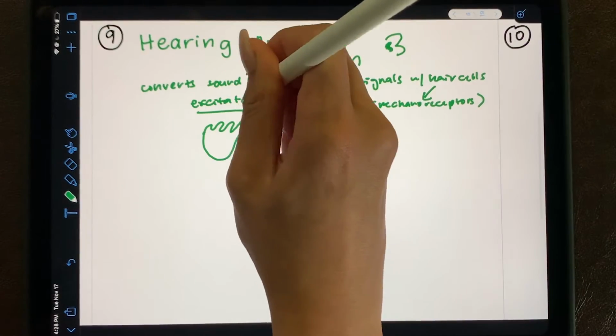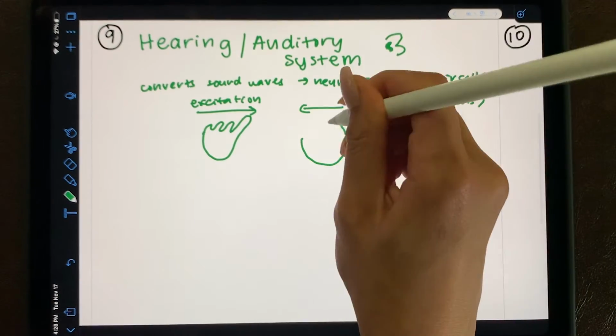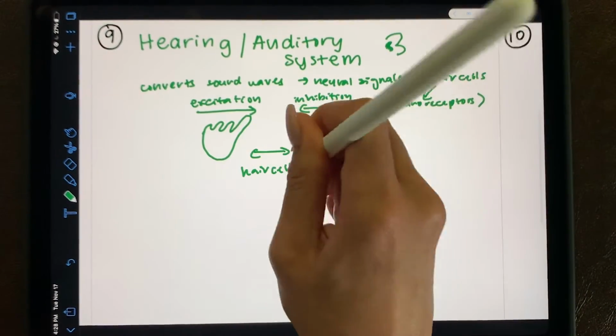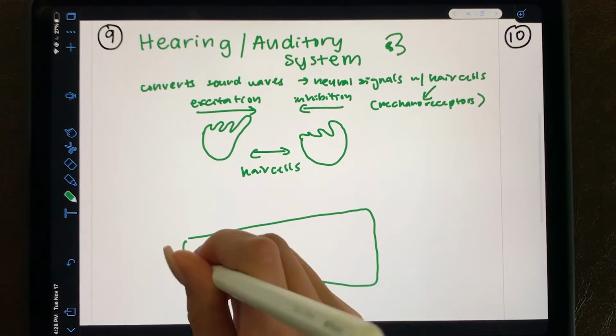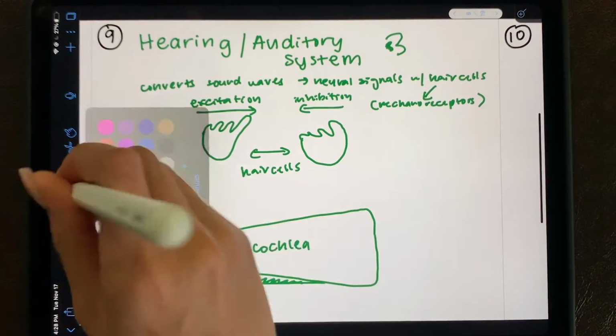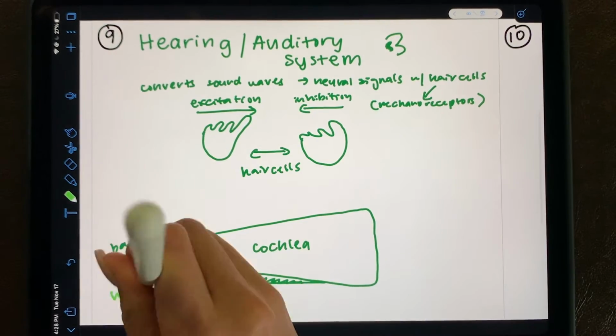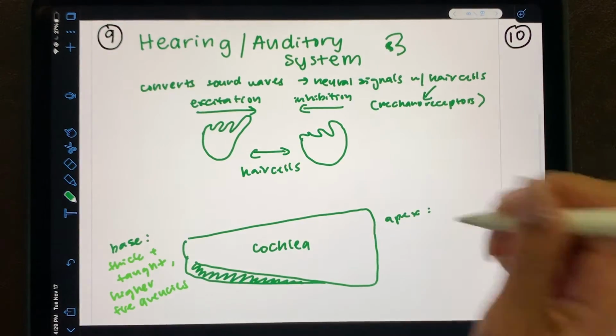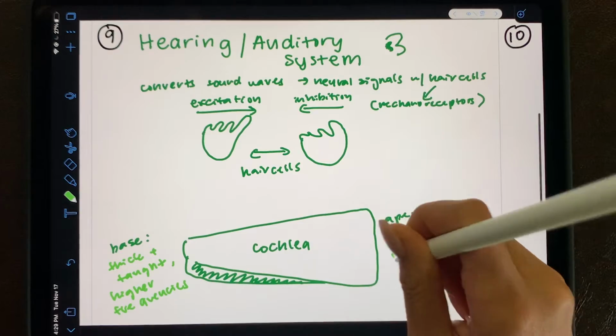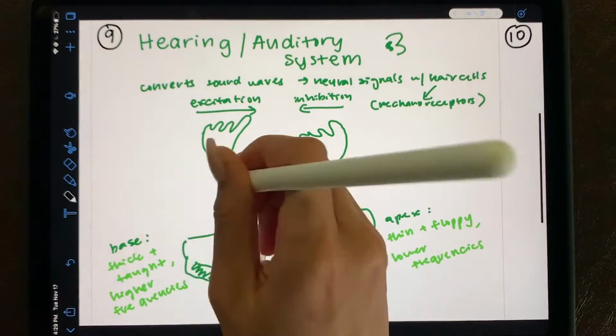Hair cells in the ear are found on the cochlea and cause action potentials (excitation) or stop activation (inhibition), depending on what direction the sound waves push its mechanoreceptors. Like vision, hearing also exhibits the concept of structure informing function. The base of the cochlea is tight and thick and is therefore able to detect higher frequency sound waves. On the contrary, the apex of the cochlea is much thinner and floppier and therefore detects lower frequencies.